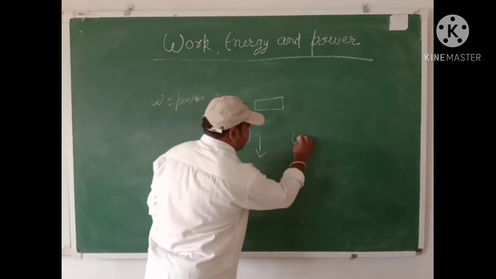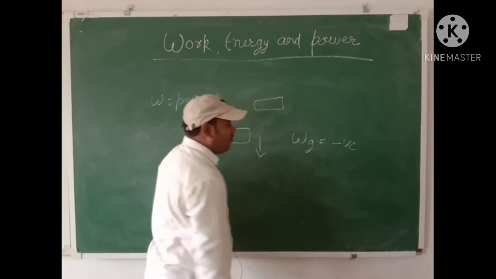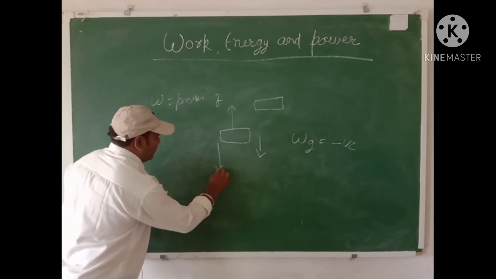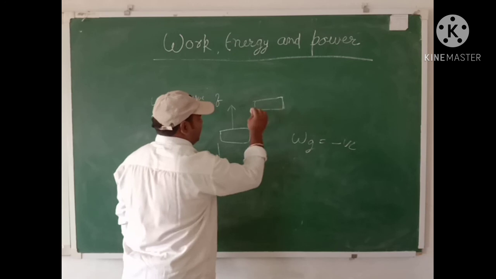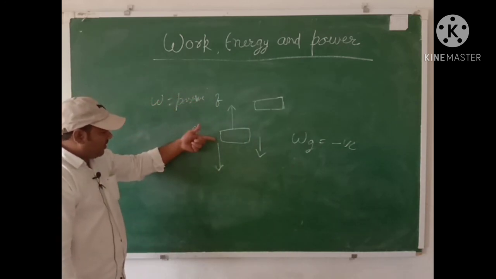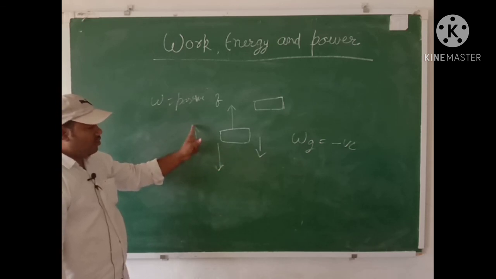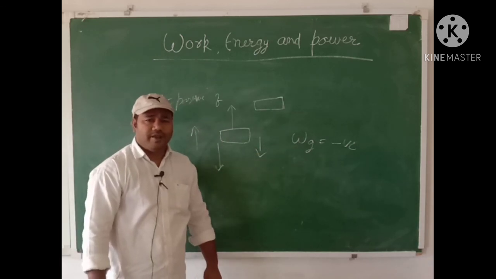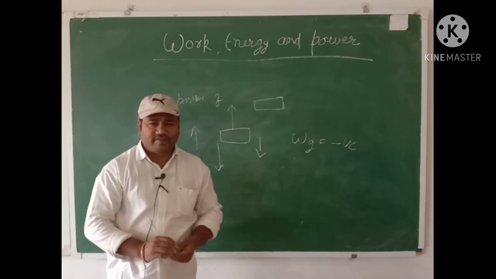So here the work done by gravitational force will be negative. Why? Because gravitational force is being applied in the downward direction and displacement is in the upward direction. So they are opposite. Force is in the downward direction and displacement is in the upward direction. So the work done by gravitational force will be negative. Any problem? So let us now take one question to solve.